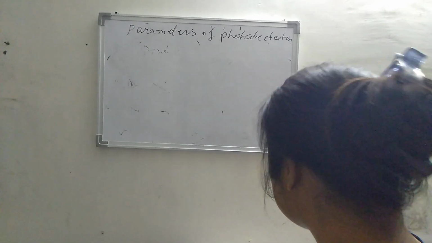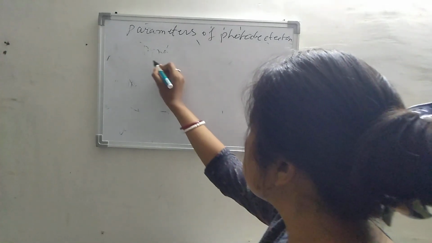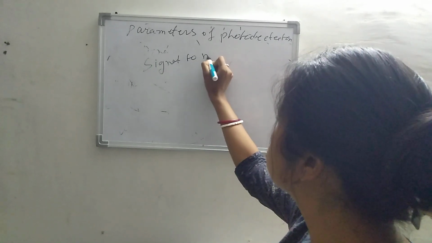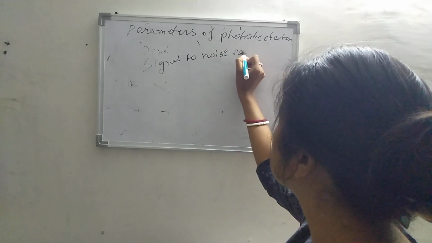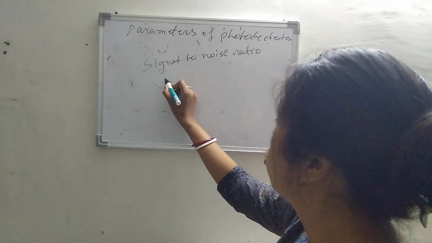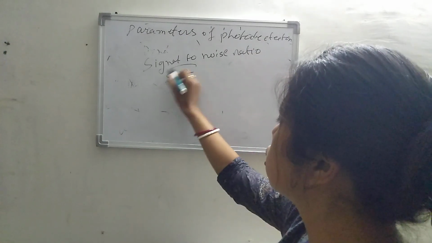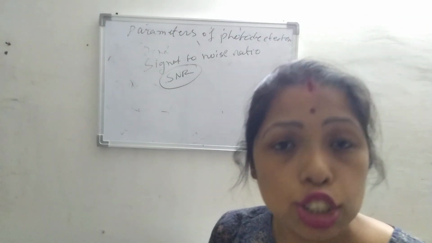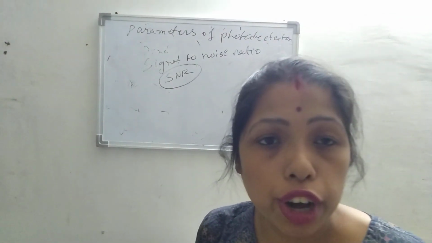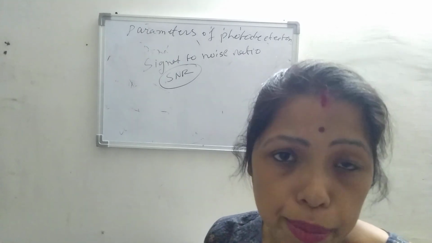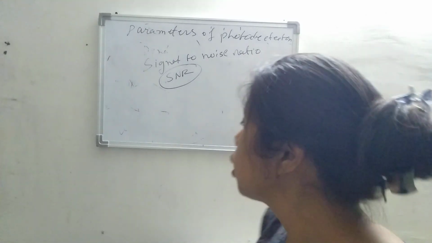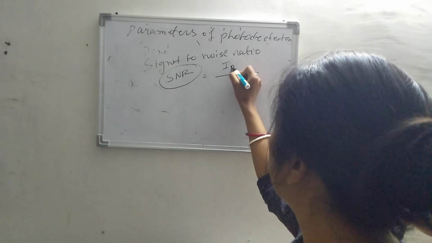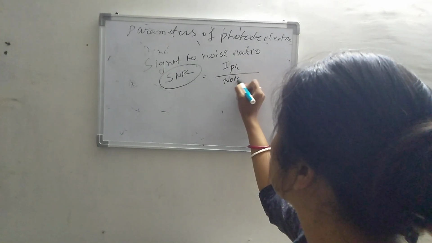Next is the signal to noise ratio, denoted as SNR. So what is that? This is the ratio between the maximum photocurrent and the background noise level. Maximum photocurrent by noise.